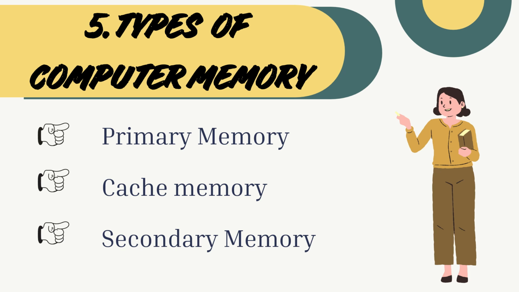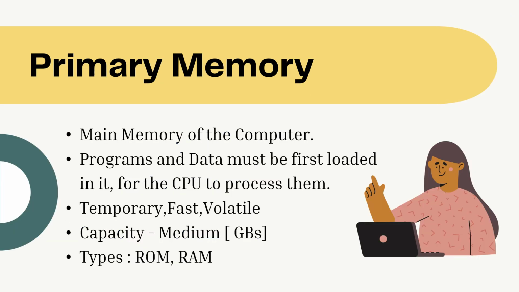In this video, we shall discuss the different types of computer memory. Basically, there are three main types of computer memory: the primary memory, the cache memory, and the secondary memory. We shall see in detail about each memory.